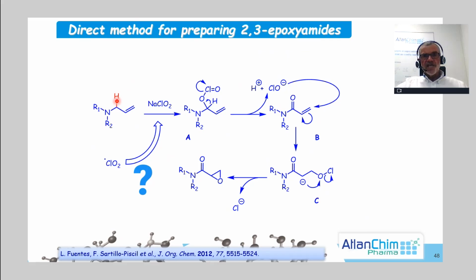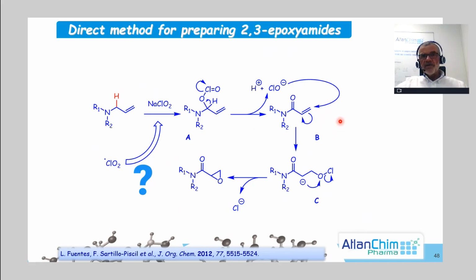First, C-H oxidation of the allylamine by sodium chlorite to the unsaturated allyl amide B via the formation of intermediate A, which might be initiated by a chlorite radical here. From intermediate A, elimination of hypochlorite ion provides B. It should be pointed out that the first step involving the chlorite radical is not clearly understood.